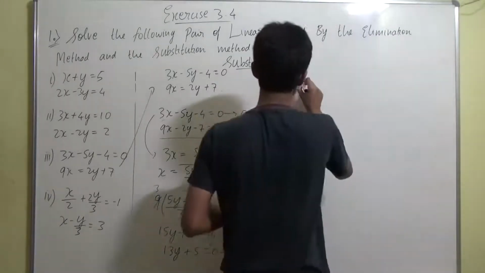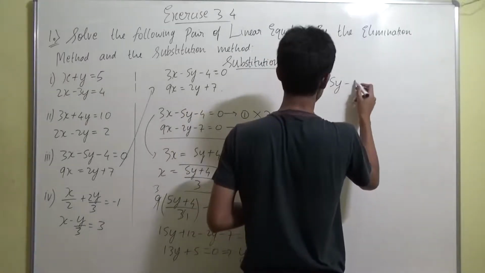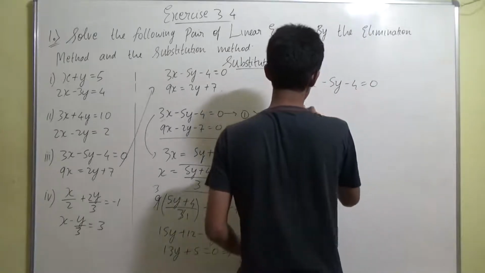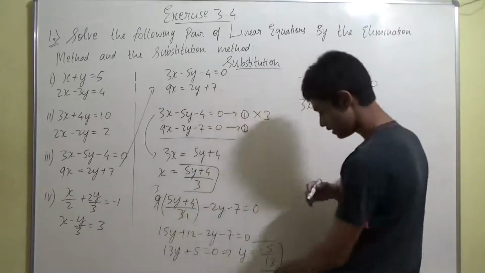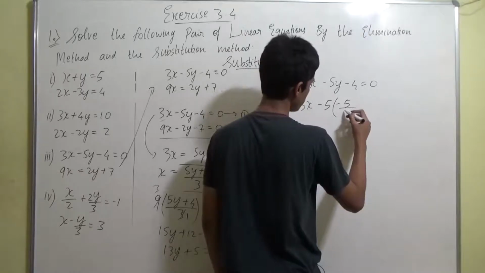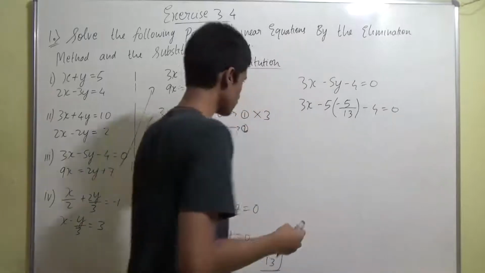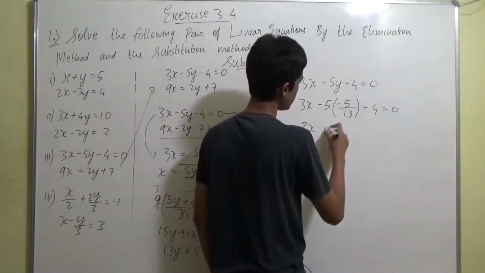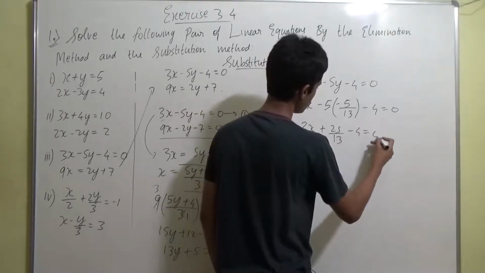In the first equation it is 3x minus 5y minus 4 equal to 0, right? In place of y we are going to substitute it here. 3x minus 5, and the y value is minus 5 by 13, minus 4 equal to 0. Now it's going to be 3x, minus into minus is plus 25 by 13, minus 4 equal to 0.